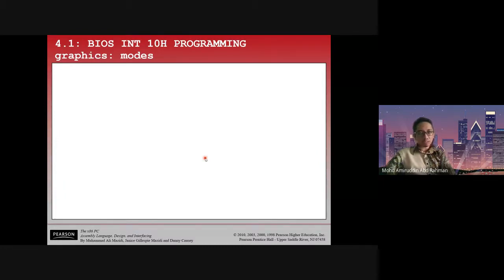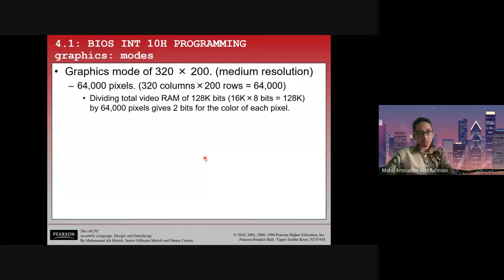AH00 and AL03. Okay. So, kalau dalam graphic modes, you boleh ada 320 times 200 ni untuk medium resolution. Maksudnya 320 times 200, so you will dapat 64K pixel.